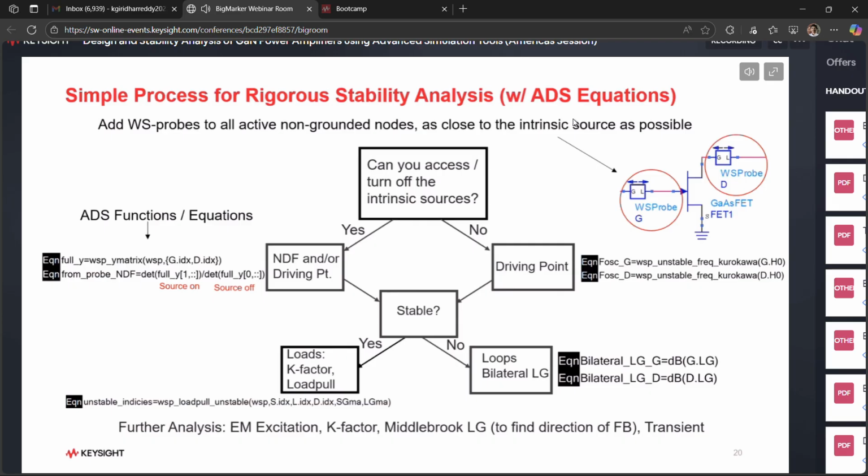If it's no, then you have one choice for a rigorous technique, which is the driving point admittance, and you can apply it using these equations. And you come back and then you get a quick answer to whether your circuit is stable or not. And based on that, you can figure out what to do next.